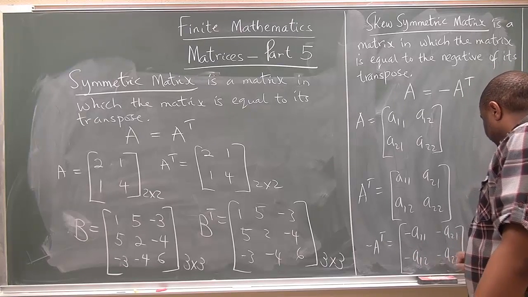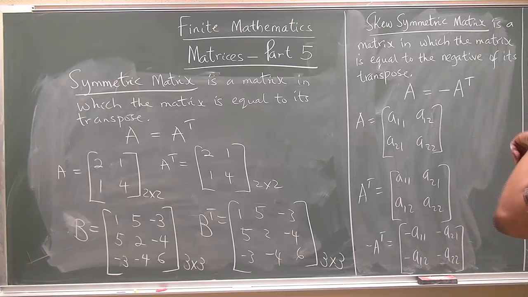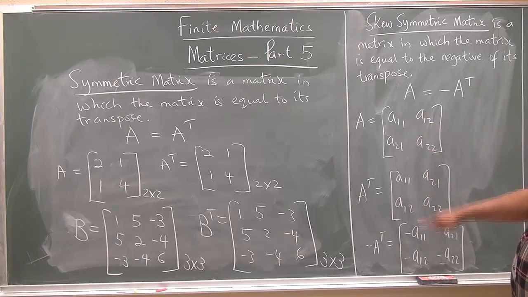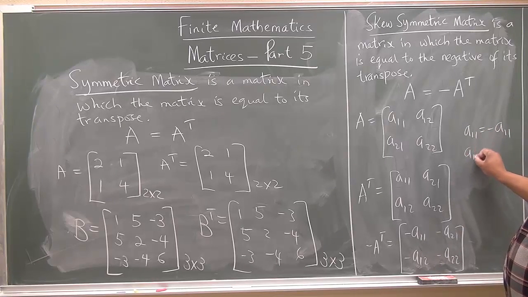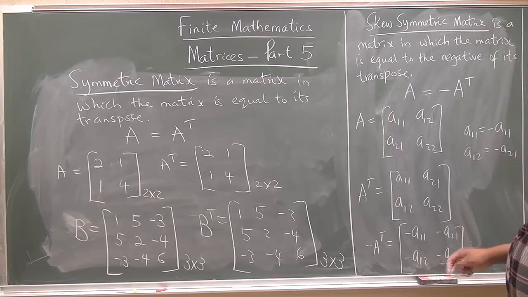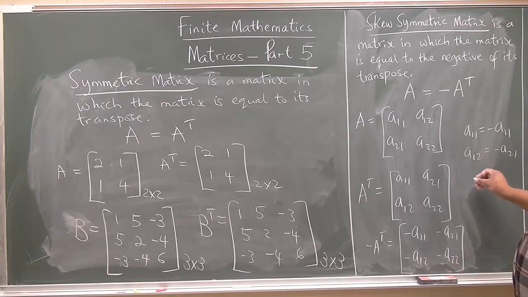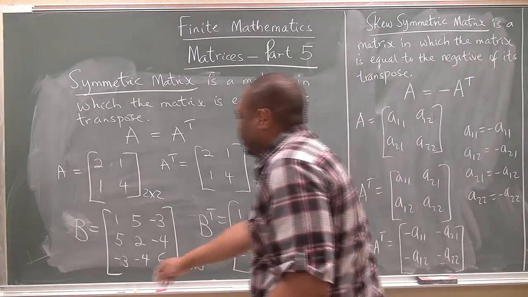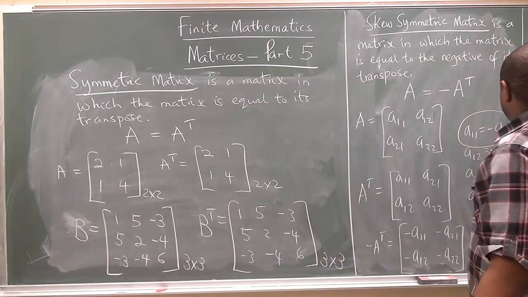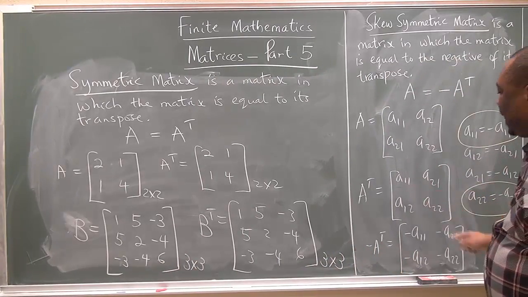Guess what now? This will be equal to this. The negatives will be equal. Now, this is like saying that A11 should be equal to negative A11. A12 should be equal to negative A21. You see what I'm talking about? A21 should be equal to negative A12. And then A22 should be equal to negative A22. So look at this now. I want to show you something. Look at this and this, the principal diagonal elements.